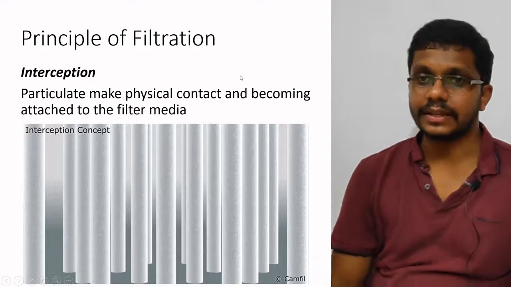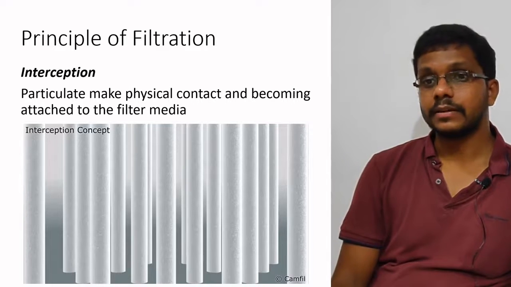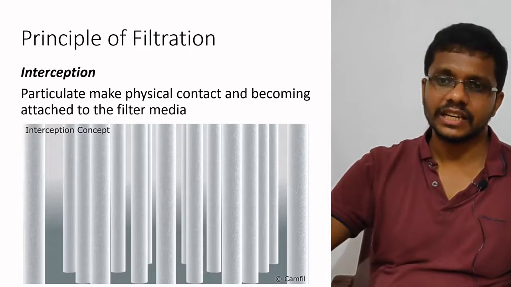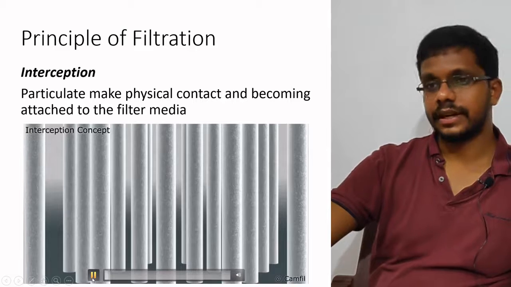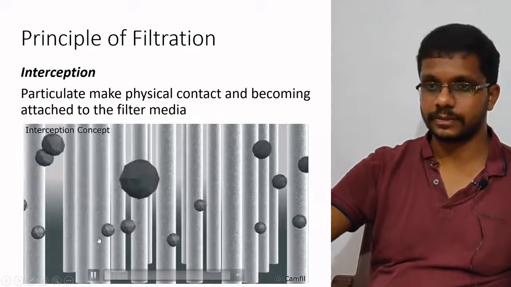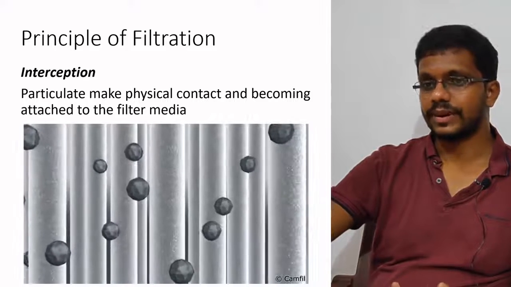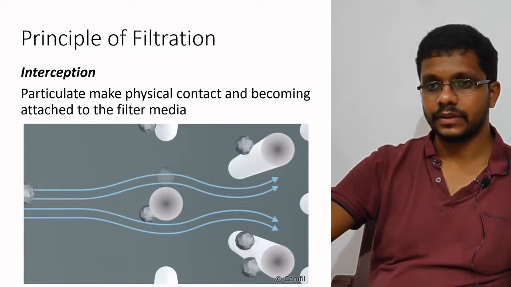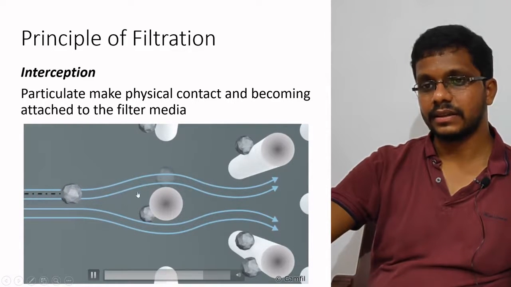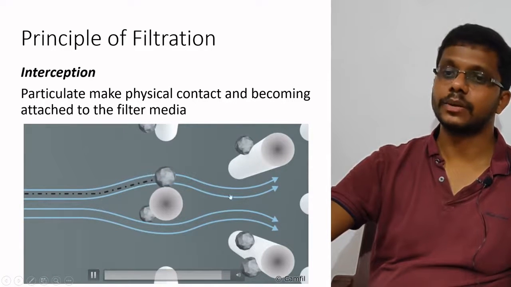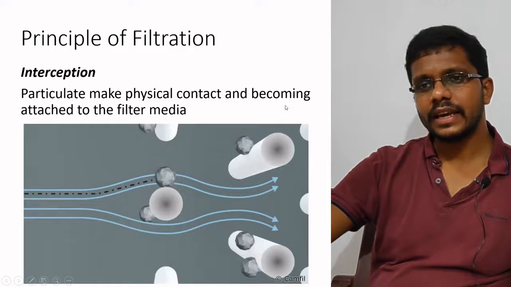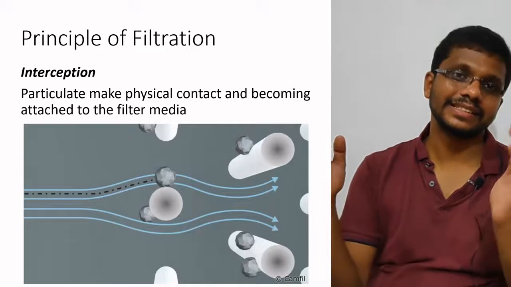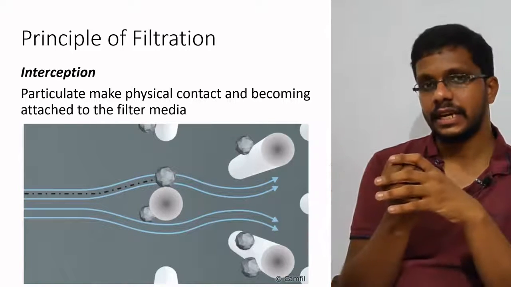So finally, we have the interception. Interception is when the particulate makes physical contact and becomes attached to the filter media. So we are using some ceramics or something as a filter media. It will actually trap all the compounds. Here they are just going to stick to the filter media. You can see the particle gets stuck in the filter media and the liquid will go. So in any filtration, we may be using one or many such mechanisms to attain sterility.